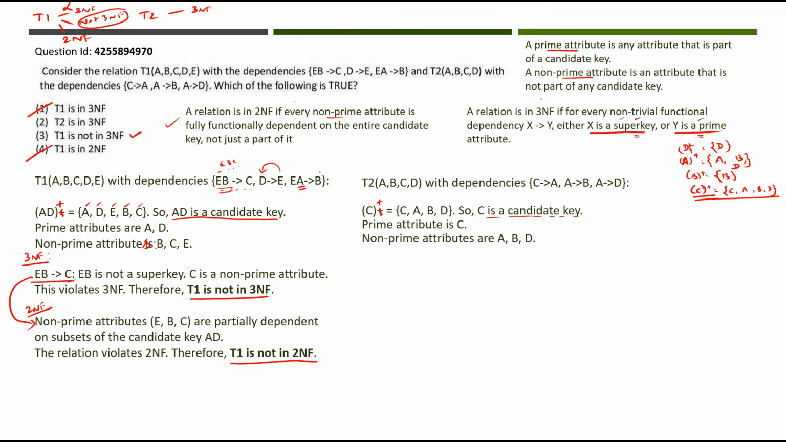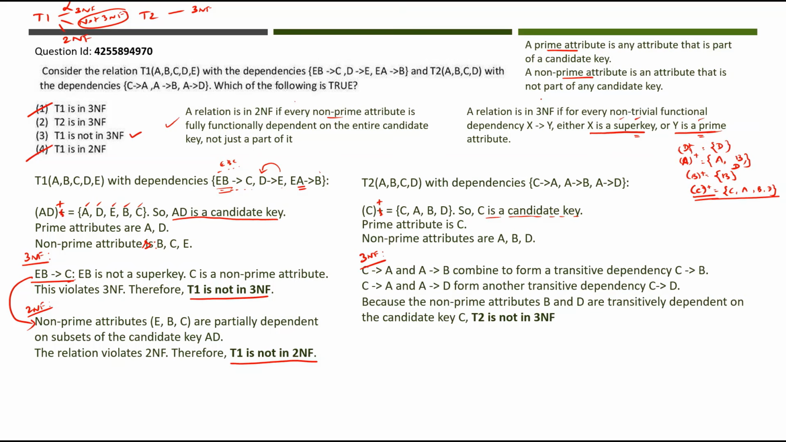So from this we can say prime attribute is C because it's a single attribute there, and non-prime attributes will be A, B and D. First we have to check for 3NF condition because the statement in second option says that T2 is in 3NF. C derives A and A derives B.